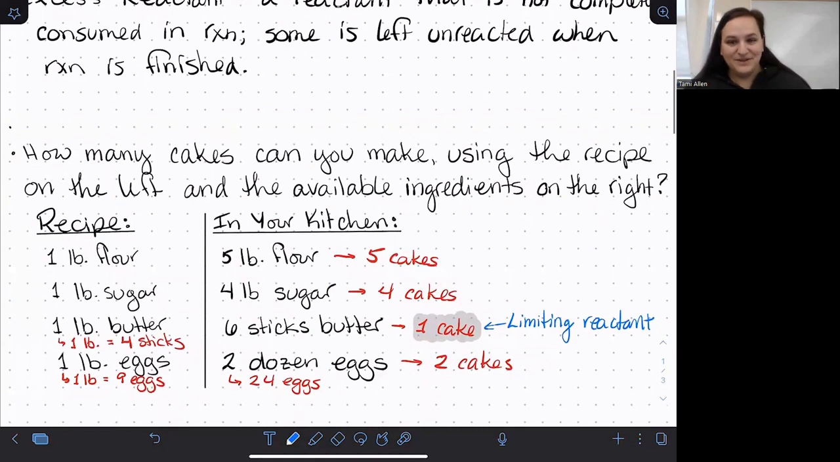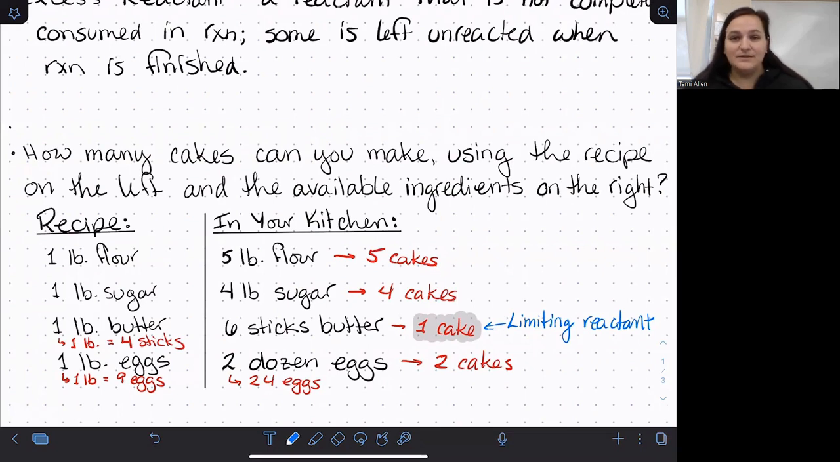So I would have a bunch of other stuff left over, but without butter, you'd have a pretty gross cake. So if you tried to make any other cakes, they would not be good. They would not be cake without butter. So that is our limiting reactant. Everything else would be considered excess. Once I made my 1 cake, I would still have 4 pounds of flour left over in excess. I would have 3 pounds of sugar left over in excess, and I would have 15 eggs left over in excess. But the butter is my limiting reactant because once it's gone, I can't make any more cake.